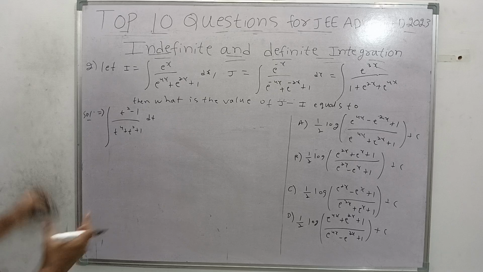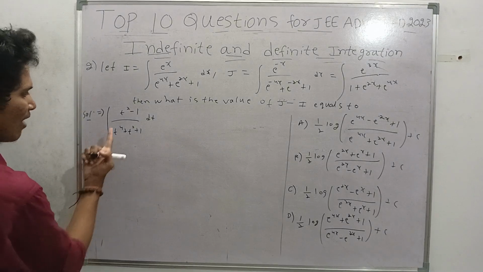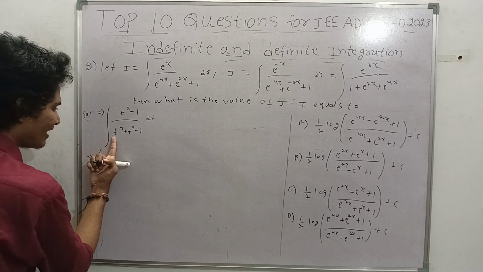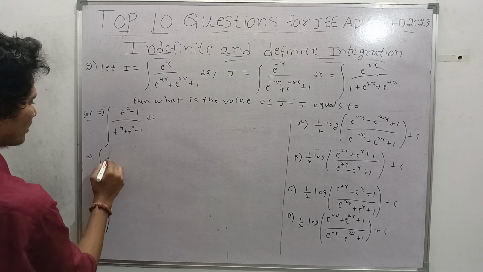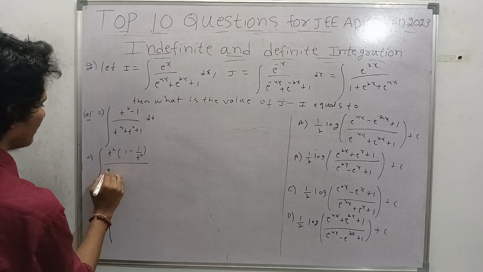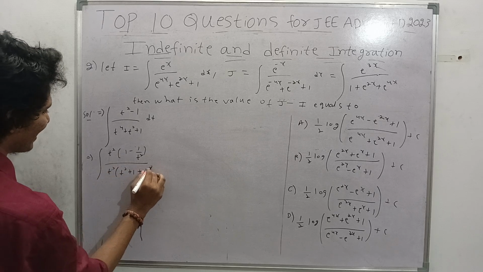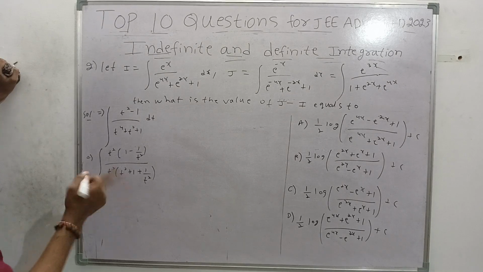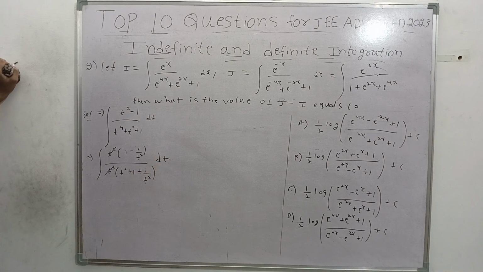Now we have to think how we can do this. I can take common t square in the denominator, and in the top also I can take common t square. What I will get is 1 minus 1 by t square divided by t square plus 1 plus 1 by t square. After taking common like this, I can cancel these two things. This is dt here.